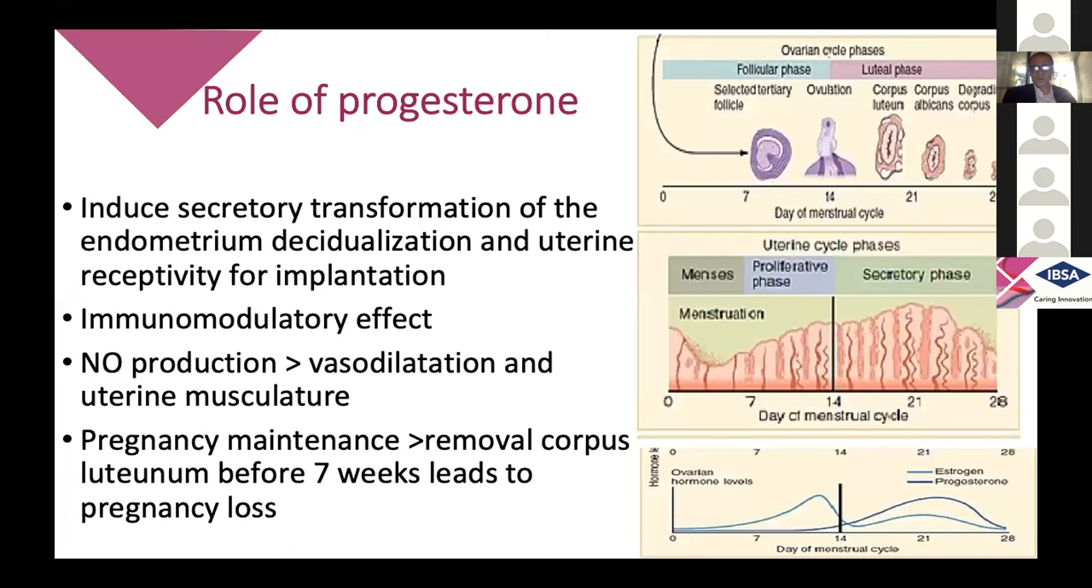You all know that progesterone will induce transformation of the endometrium, the decidualization, and it will prepare for uterine receptivity. It also has a modulatory effect. It will increase NO production, causing vasodilatation and relaxation of the uterine musculature.